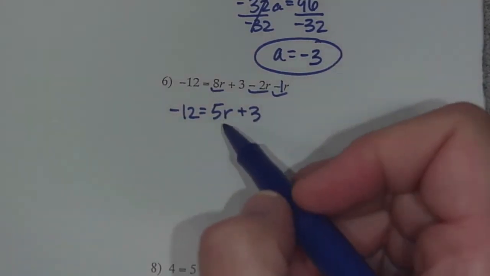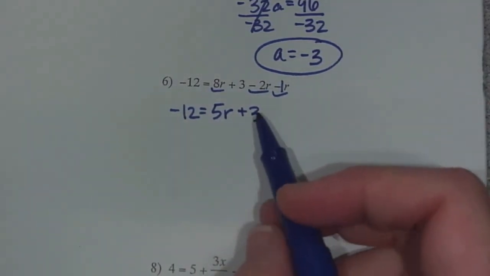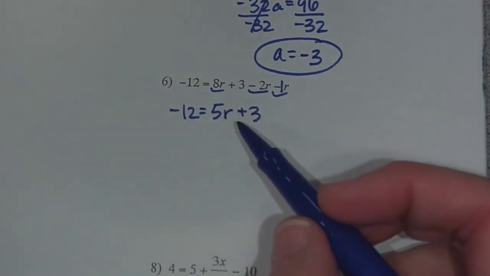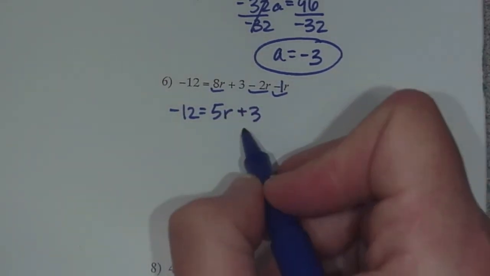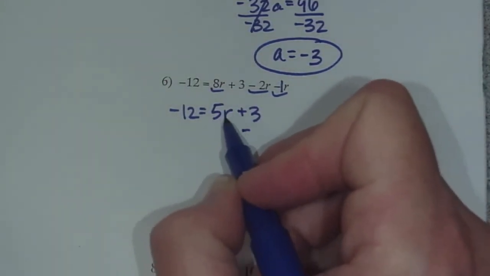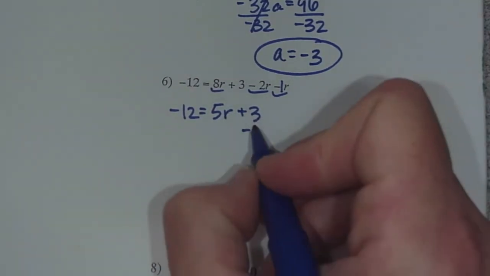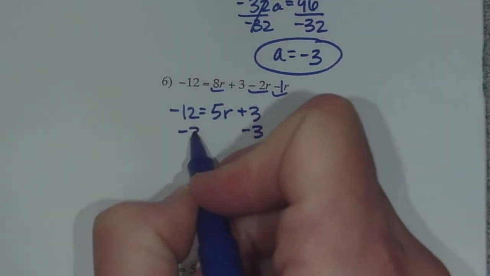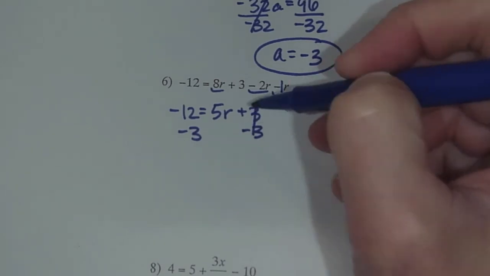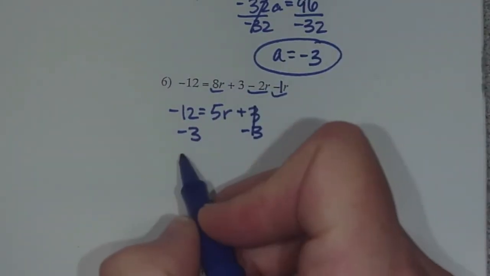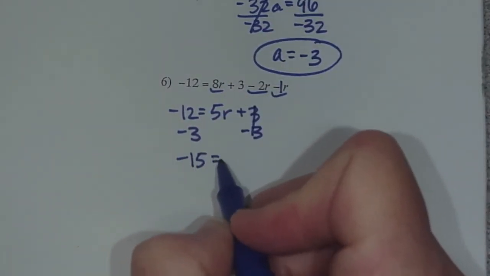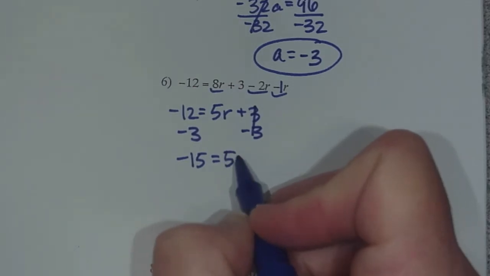So we're going to get rid of the number farther from the variable first. That's also the number that's being added or subtracted. Get rid of those numbers first instead of the numbers that are multiplying and dividing by that variable. So get rid of your 3 by subtracting it. And do the same thing to both sides. That's just going to leave us with -15 over here. Equals, we still have the 5r left.